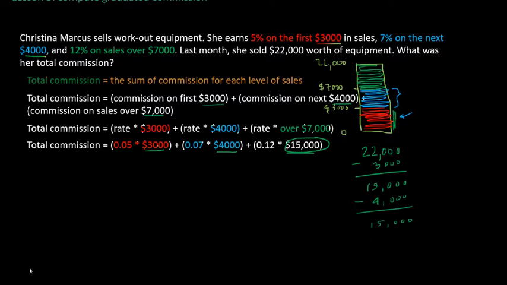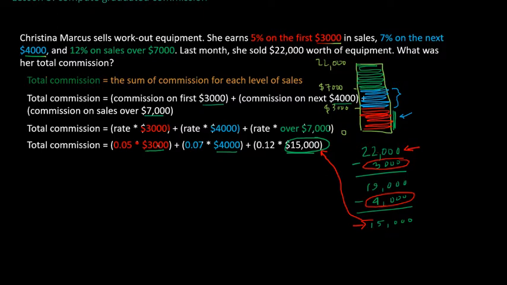So notice that what I did was I started with her total sales of 22,000, and then I just subtracted off the money that she's already made commission on. She already made commission on the first 3,000. She already made commission on the next $4,000 after that, but that left $15,000 that she hasn't earned commission on yet. That's the number I'm plugging in here. The sales by which she exceeded $7,000, right? How much more money did she sell than 7,000? She sold $15,000 above that, right? So $15,000 is what we plug in.